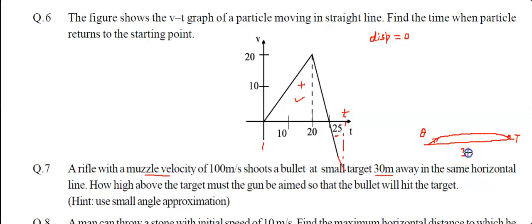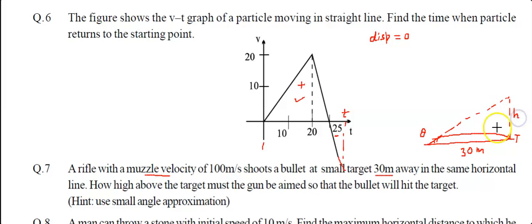Okay, I hope you are able to read these fonts. So that's 30 meters, and it is asking how high one should aim in order to hit this target. That means we want this target to be hit. So let's say you have this angle theta, so that means the rifle is aimed at a target somewhere there. This height we need to find out.